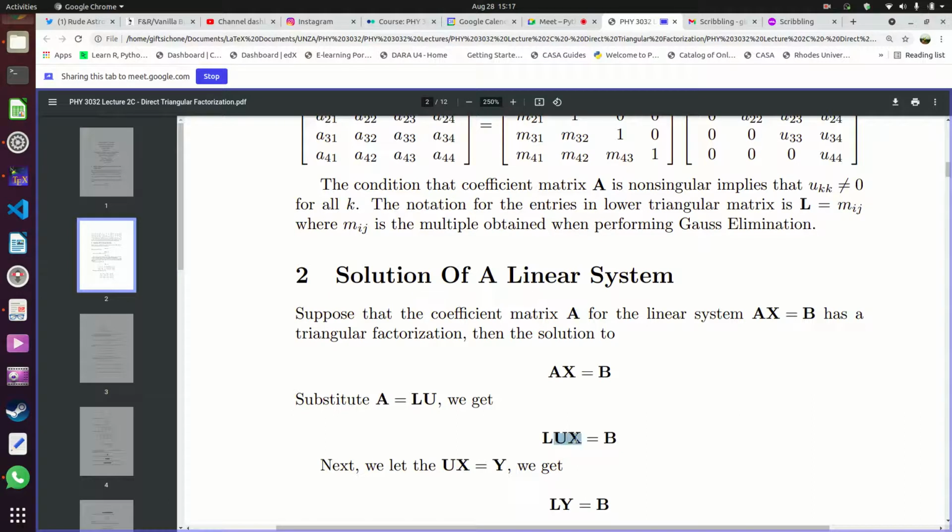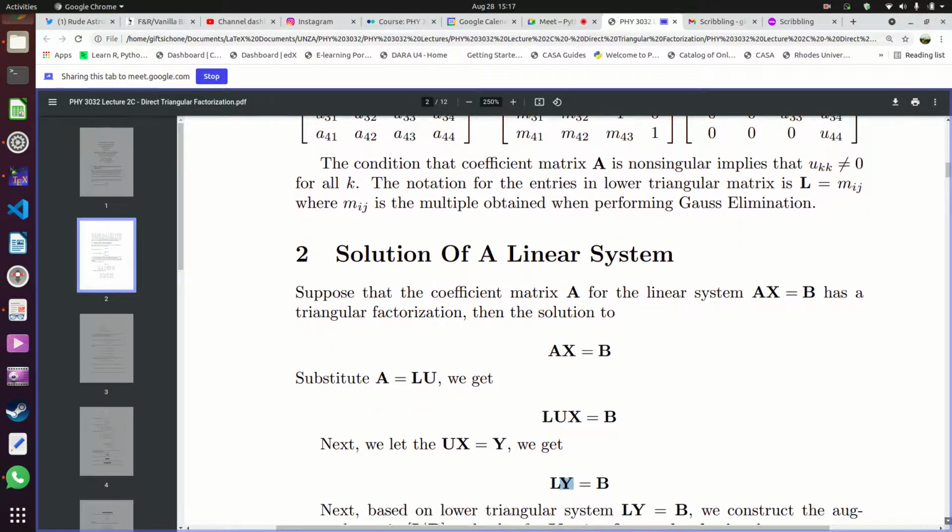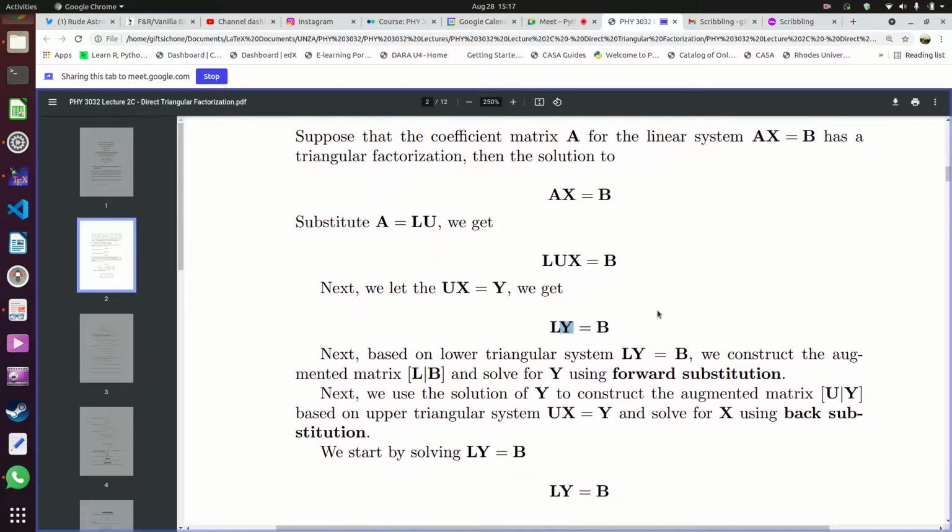Now, the next thing we do is this combination here: the upper triangular matrix multiplied by X. We let the product of the upper triangular matrix multiplied by X be called Y. So if we say let UX be Y, then we can write our lower triangular matrix L multiplied by Y is going to be equal to B. Are we clear? Is that clear?